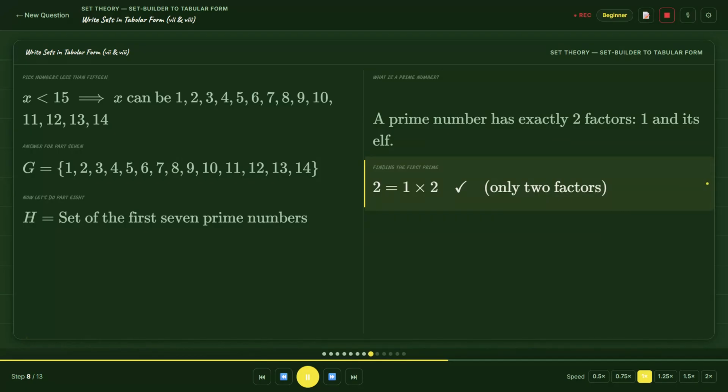The smallest prime number is 2. It can only be split evenly by 1 and by 2. That's exactly 2 factors, so 2 is our first prime number.